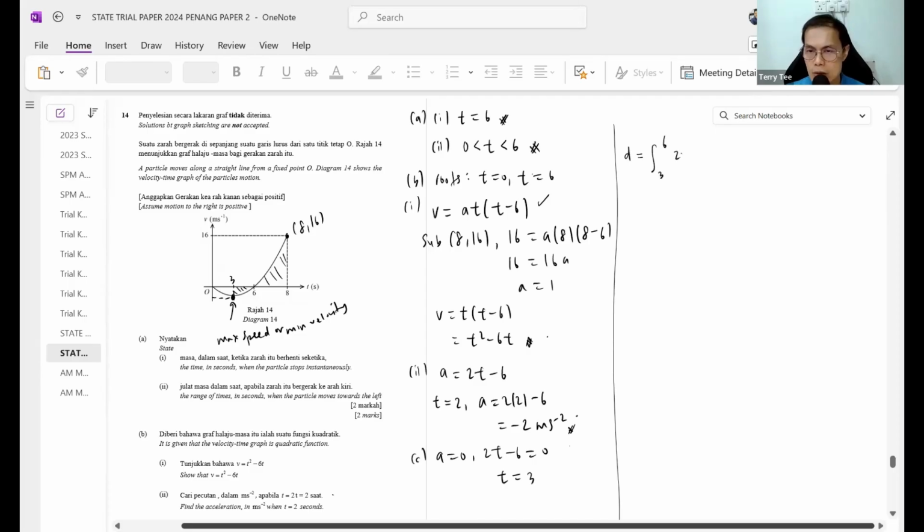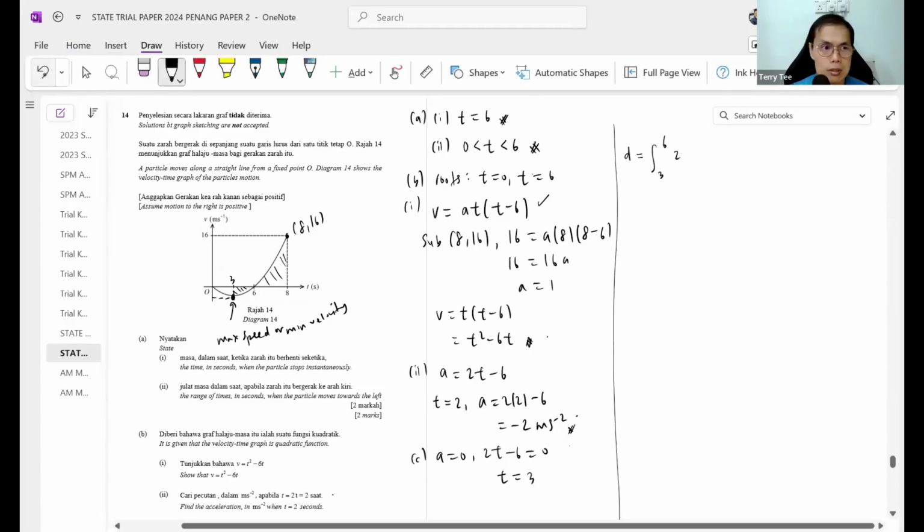Your function is the velocity function, which is t squared minus 6t, dt, and then you add the integral from 6 to 8 of t squared minus 6t, dt. However, take note, if the area under the graph is below the t-axis, this part is going to be negative. Since distance cannot be negative, we either take the modulus or put a negative in front. I personally like to put a negative in front, because modulus takes a lot more steps and lines. So I just put a negative.